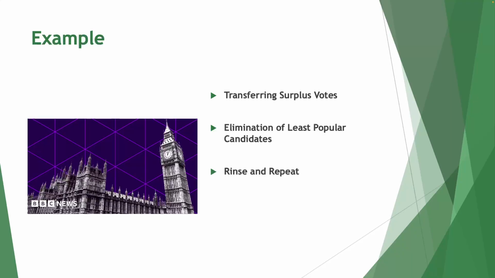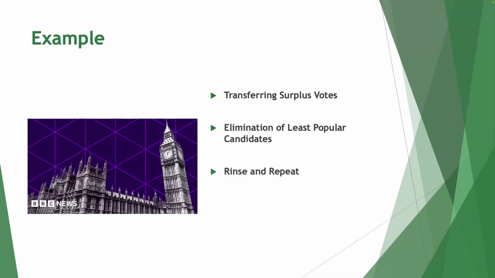Rinse and repeat this process, transferring the votes and eliminating the least popular candidates until all the seats in that particular constituency have been filled. In this case, you would have 5 seats filled because this is a 5-seat constituency in the example. In each round of counting, eliminated candidates' votes are transferred and the candidates are either elected or eliminated until that final seat has been filled.